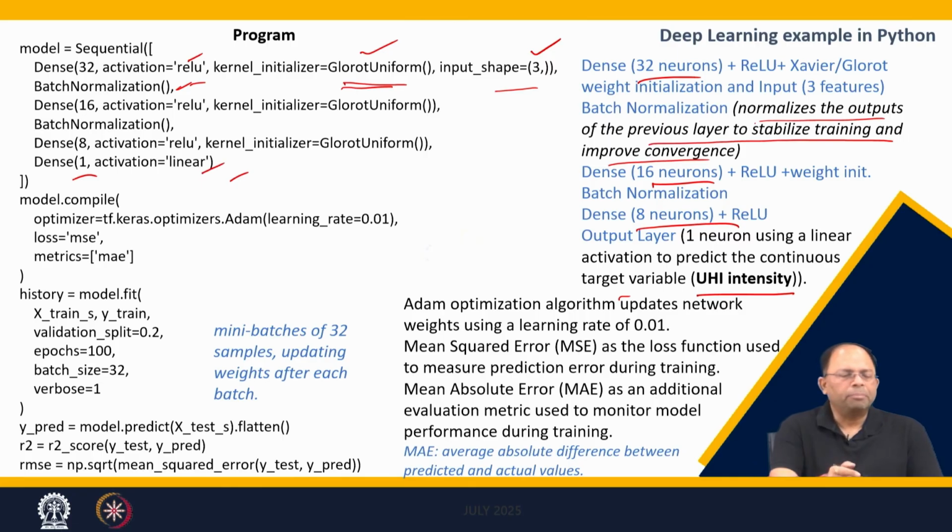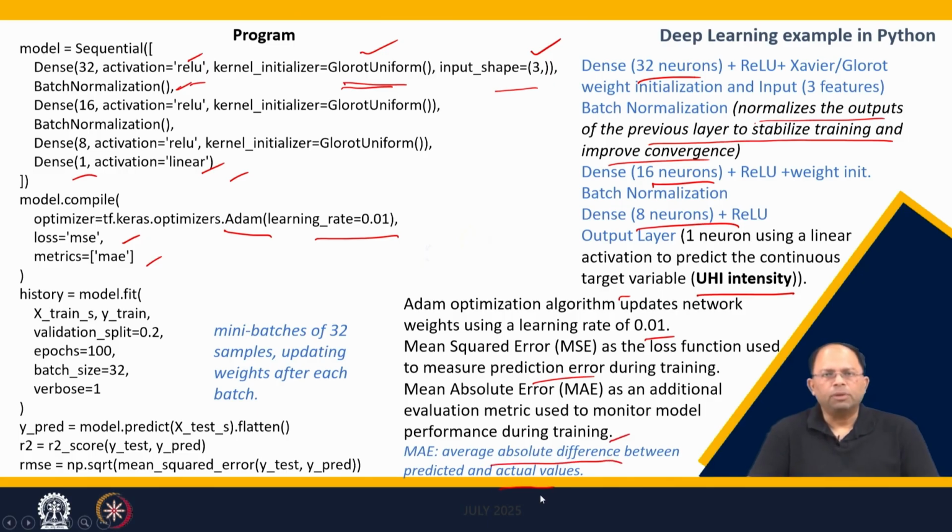So the next job is to compile the model. We have still not run the model, we are still organizing it. The optimizer in this case would be the Adam optimizer, with the learning rate set as 0.01. The loss function is MSE, and along with that we are also using MAE as an additional metric. So the Adam optimization algorithm updates the network weights using a learning rate of 0.01, the mean squared error is the loss function to measure the prediction errors, and the mean absolute error is an additional evaluation metric used to monitor model performance during training. MAE is basically the average absolute difference between predicted and actual values.